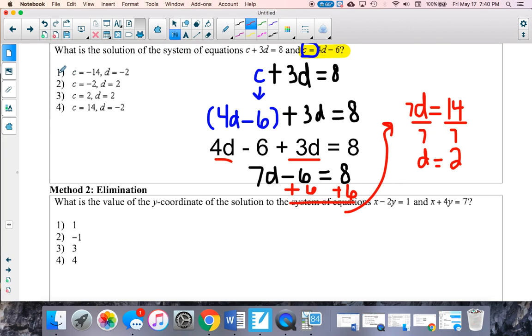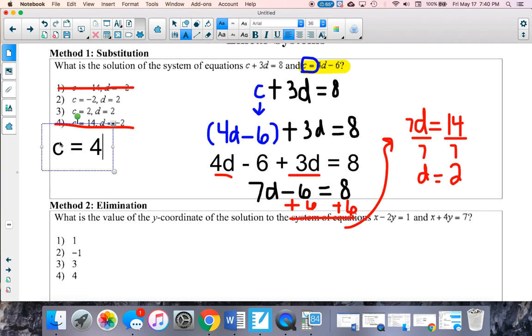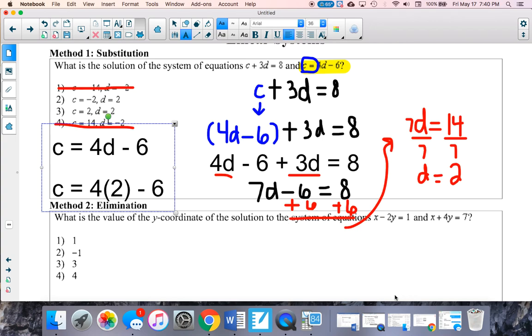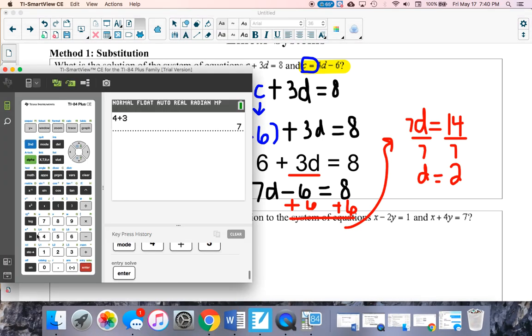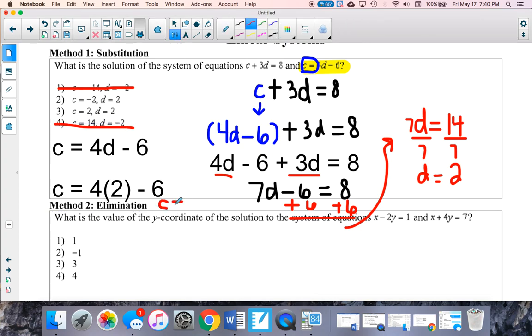Alright, so D is equal to 2, meaning it's not answer choice 1 and it's not answer choice 4. To find out what C is, I'm going to plug it back into this equation. C equals 4D minus 6. Well, what is D? D is 2. So C is equal to 4 times 2 minus 6. Let me plug this into our calculator. 4 times 2 minus 6 is 2. So C is also equal to 2, which means it must be answer choice 3.